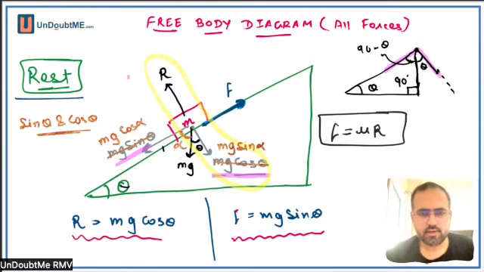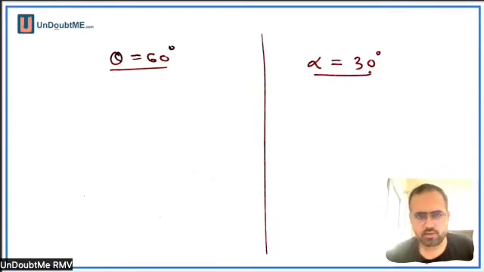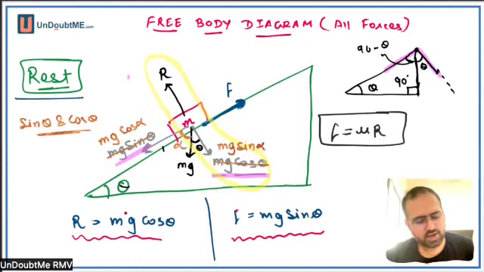Sorry, can you tell me again, if theta is 60 degree, then alpha will be 30 degree. This is clear enough. Now I will just write down the equation in terms of theta. What were the equations? R is equal to mg cos theta, F is equal to mg sin theta.